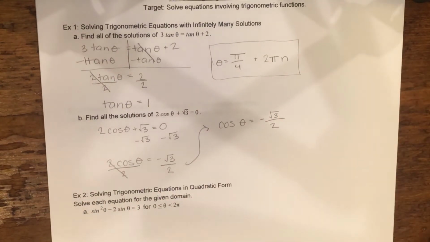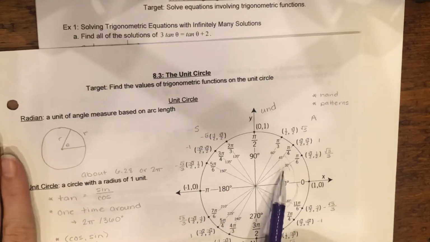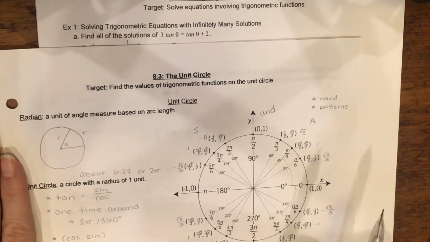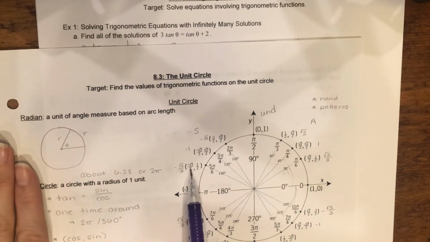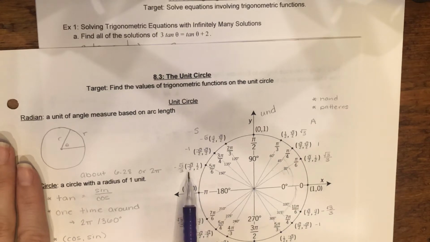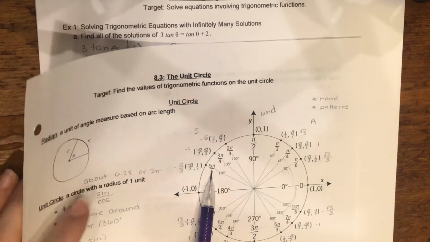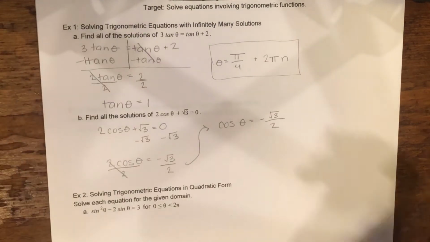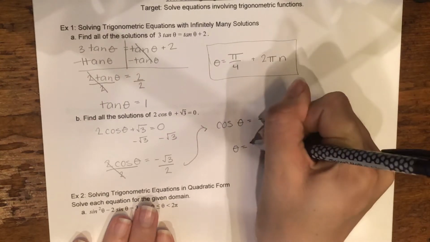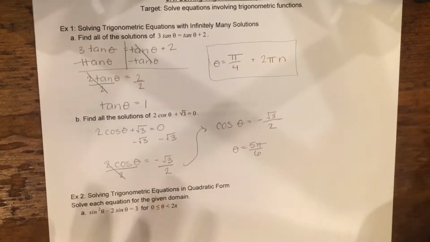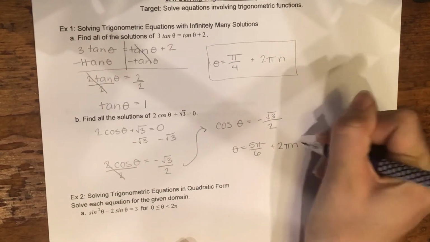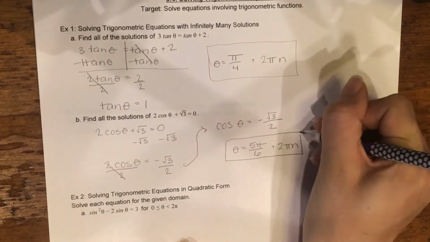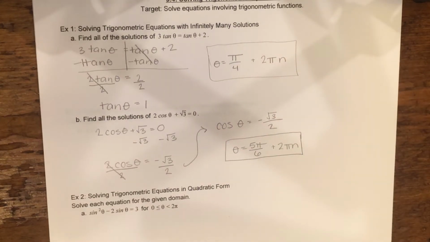Okay, so we're going to look on our unit circle. Remember, cosine is dealing with the first quadrant and the second quadrant. I look for cosine, so that's going to be my first value. I have negative root 3 over 2, which my theta is 5 pi over 6. So theta is going to equal 5 pi over 6. To represent many solutions, we're going to add that 2 pi n, and that's going to be that answer.